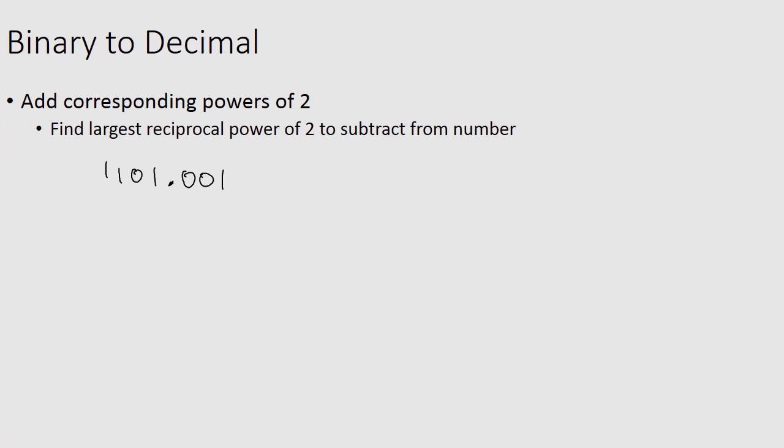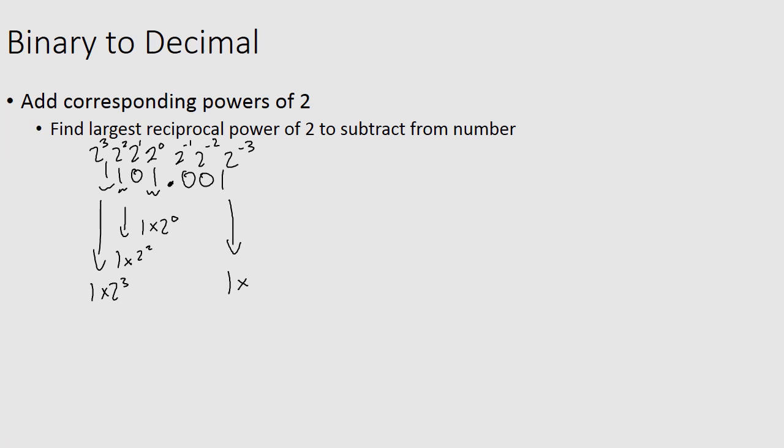Remember how we said the first digit was 2 to the 0th power, second is 2 to the 1, 2 to the 2, and 2 to the 3 on the left side of the decimal, and on the right side it should be 2 to the negative 1, 2 to the negative 2, and 2 to the negative 3. What we do is we take all the places that have a 1: we have 1 times 2 to the 0, 1 times 2 to the 2, 1 times 2 to the 3, and 1 times 2 to the negative 3. We just add all of those together.